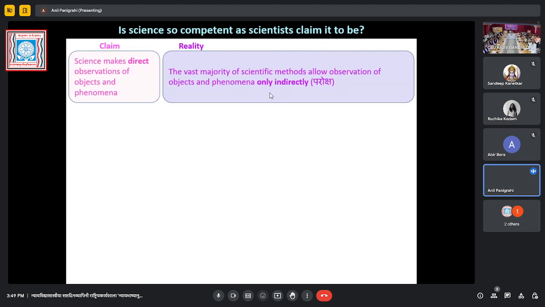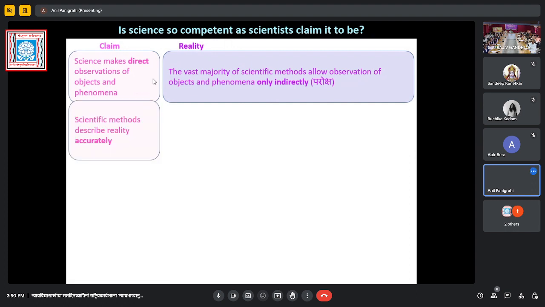But when the objects or the phenomena are beyond the reach or beyond the capability of our physical senses, then science cannot make direct observations. In that case, either you need microscopy to observe something, or you need a telescope to observe something, or you need even very indirect ways of observing something, extremely paroksha. So scientists cannot claim that they make direct observations.